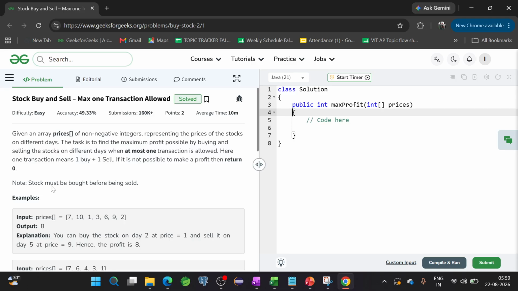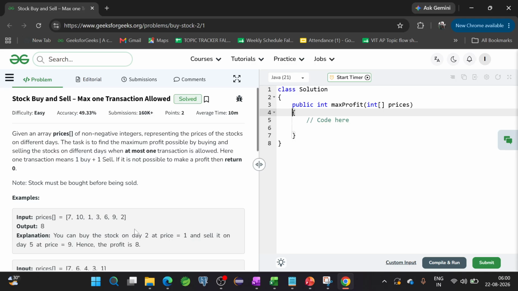Okay. So first try to understand this question. Given an array prices of non-negative integers, means prices are given as positive numbers, representing the prices of the stock on different days. The task is to find the maximum profit possible by buying and selling the stock on different days when at most one transaction is allowed. Only one transaction is allowed.